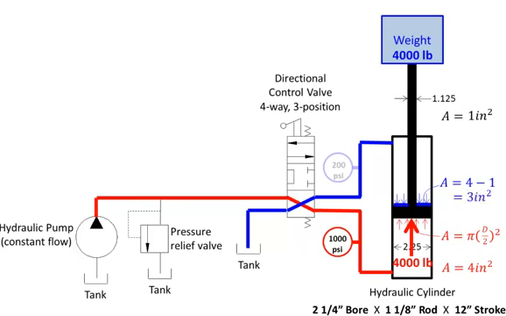So the 200 pounds per square inch acting on the 3 square inches would result in 600 pounds of downward force on this piston. So with 4,000 pounds pushing up and 600 pounds pushing down, that would mean we cannot lift 4,000 pounds. We could only lift 3,400 pounds.